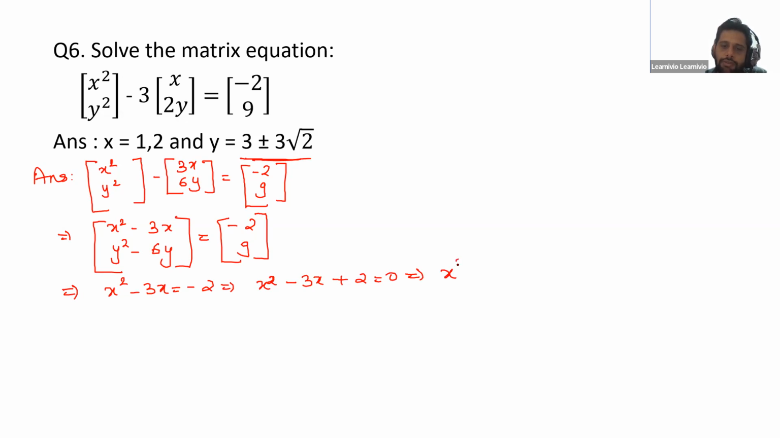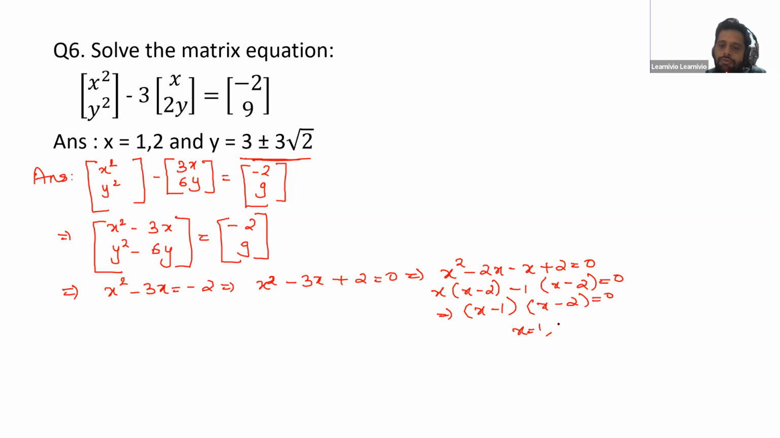So this we will get x square minus 2x minus x plus 2 is equal to 0. So x minus 2 minus 1, x minus 2 is equal to 0. From this we will get x minus 1, x minus 2 is equal to 0. And from this x is equal to 1 and 2.